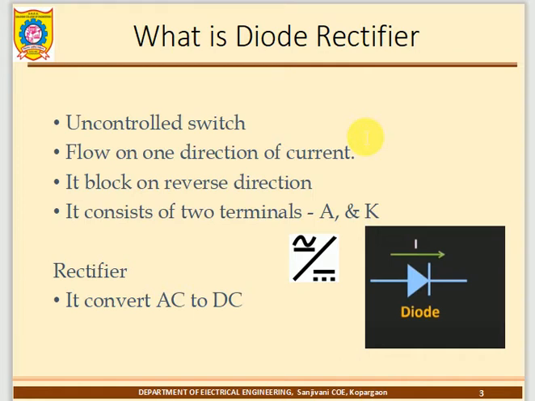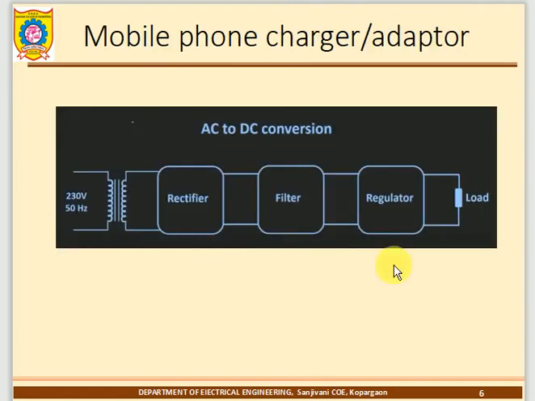Who does that? The small charger, or mobile phone adapter, whatever you call it, does it. How is it possible to convert AC to DC? That is called a rectifier. The AC to DC conversion is called rectification, and this type of circuit is called a rectifier.